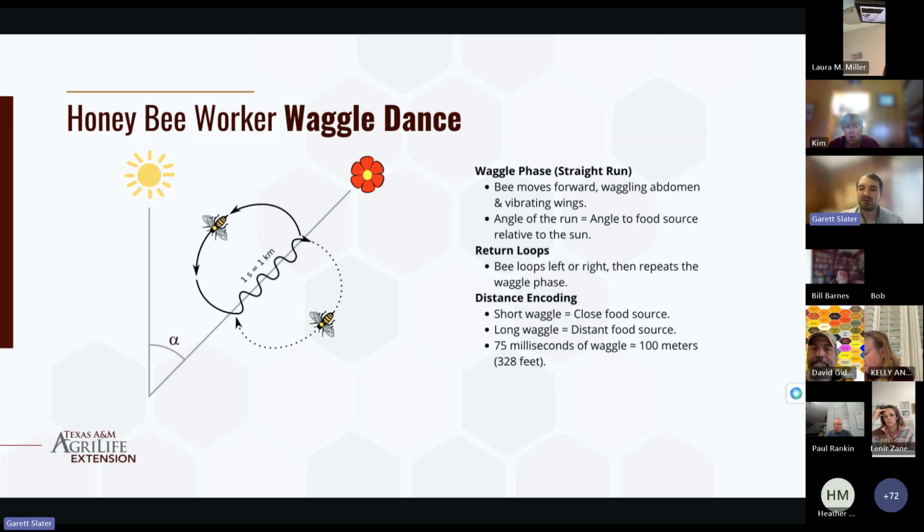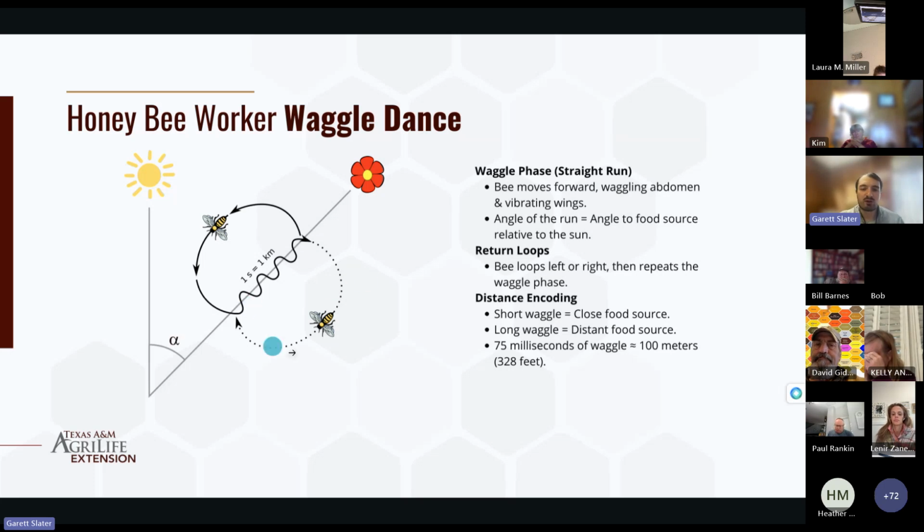There are some really cool studies showing that if you put out two sugar sources, and one had a higher concentration of sugar and one had a lower concentration of sugar, the bees that are collecting that sugar that has a higher concentration will come back and do a more vigorous dance. And so that's one way that the bees look at the resource and provide that information to future workers.